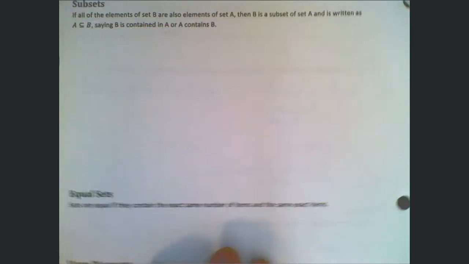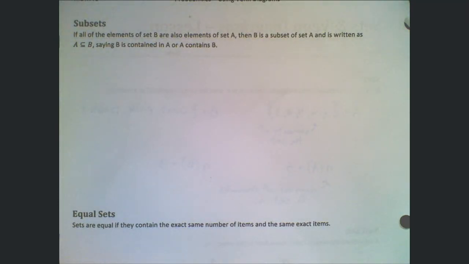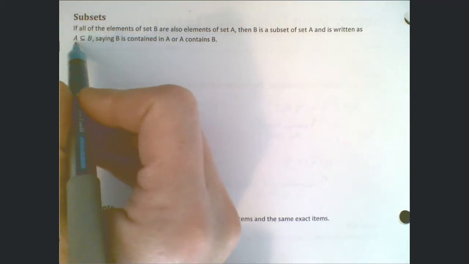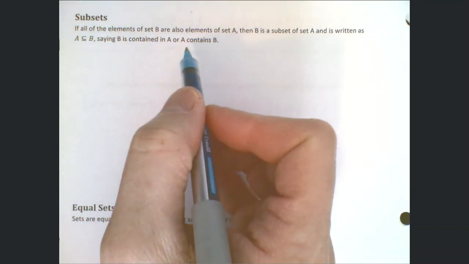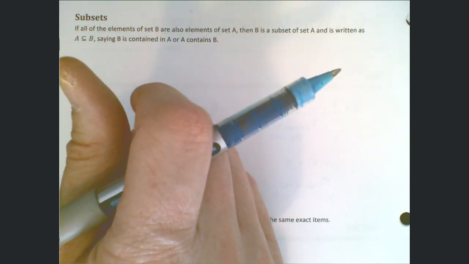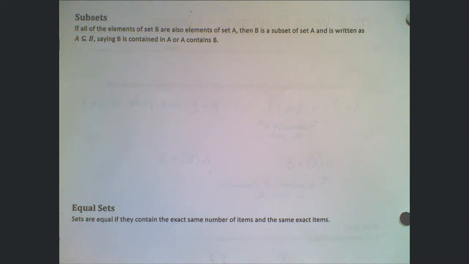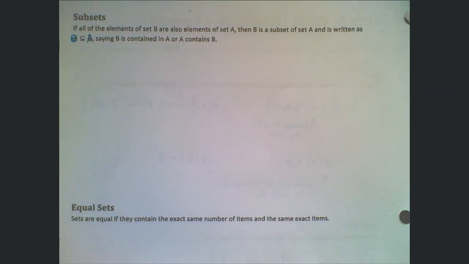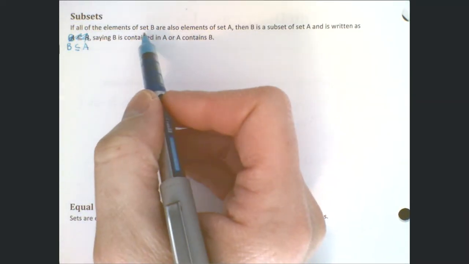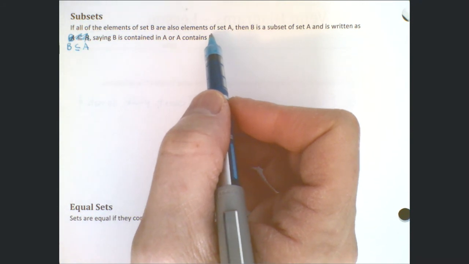So let's flip the sheet over, and let's talk about subsets. All right, these are the most interesting types, as you'll see in the work that we're going to be doing. So what is a subset? Well, if you see here, if all the elements of set B are also elements of set A, then B is a subset of A, saying B is contained in A or A contains B. In fact, this is written incorrectly. This should be B is a subset of A. You probably would have seen that when you were first doing this. So it's B is a subset of A, because I'm saying that all of the elements in set B are also elements of set A, but set A could have more elements in it.